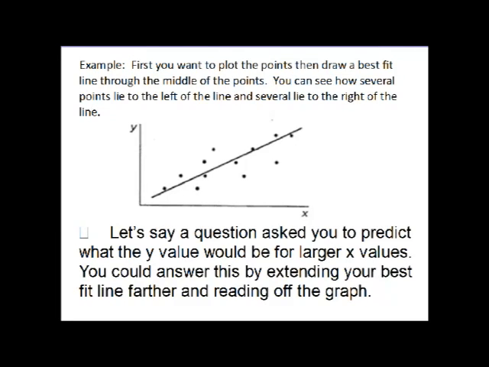Okay, so let's do one example. First you want to plot the points, and then you want to draw a best fit line through the middle of the points. You can see how several points are going to lie to the left of the line and several points are going to lie to the right of the line. So let's say you have a data on maybe a chart or something like that, and you plot your points like this.